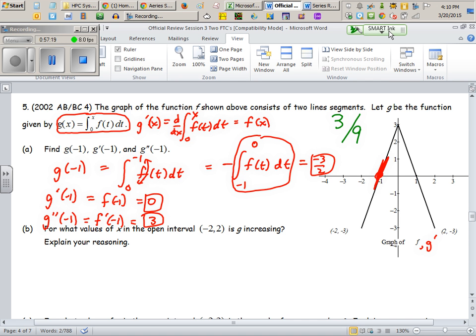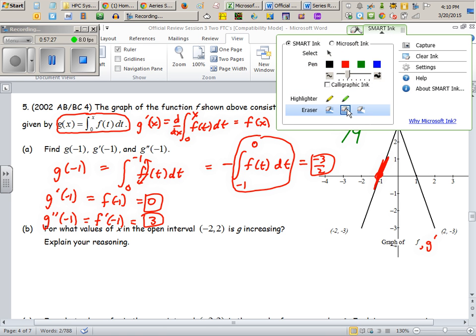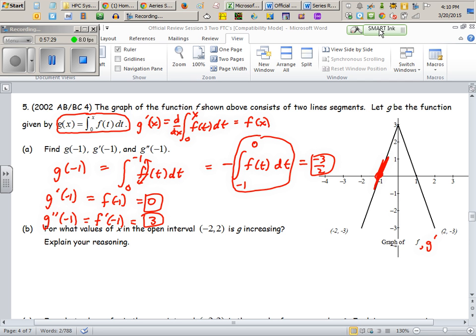I really think you could. In fact, you don't have to start with this graph of f. You could draw any graph of f and play the same game. Okay? All right. Let's go now to part B.